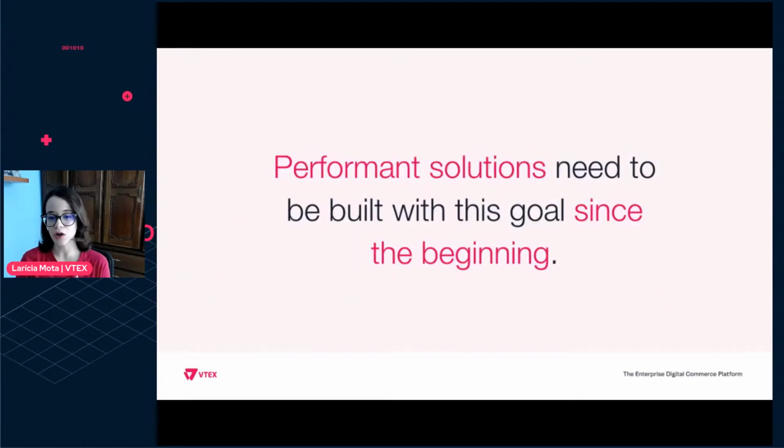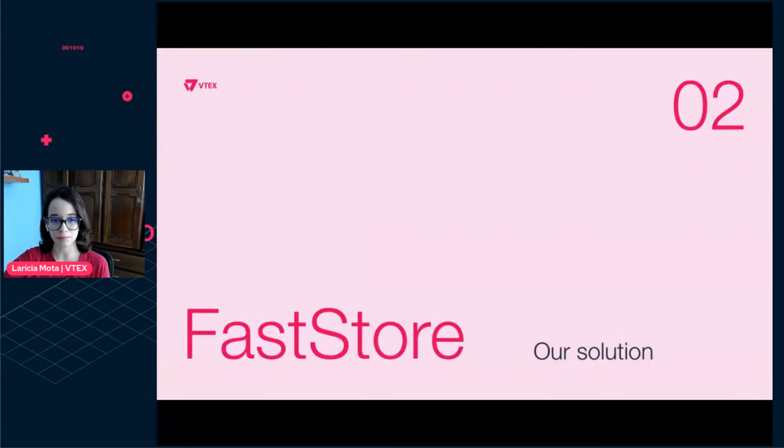Something that we've learned in all those years implementing stores is that the only way to achieve best-in-class performance is building a high-performing storefront from day one. Because we can only improve an already existing store up to a certain point regarding performance. We see that it gets really tricky and complex to track down performance bottlenecks in the source code when a lot has been done without having performance in mind. Therefore, in general, we understand that performance solutions need to be built with this goal since the beginning.